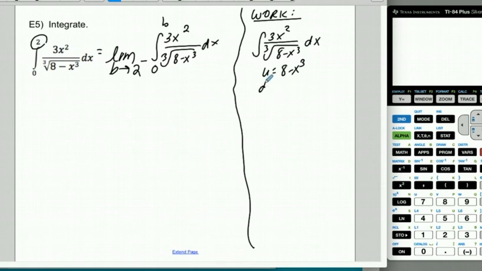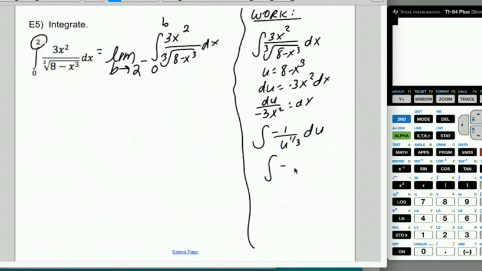My du is conveniently going to be negative 3x squared dx, which is basically this numerator but off by a negative. So I get du over negative 3x squared is my dx. When I plug everything in, I'm going to end up with negative 1 over u to the 1/3 du. So we're going to rewrite that as negative u to the negative 1/3 du. When I up the power by 1, I'm adding 3/3, so I'm going to get negative u to the 2/3 divided by 2/3, which we know is the same as multiplying by 3/2. So that's what I'm going to end up plugging in here.